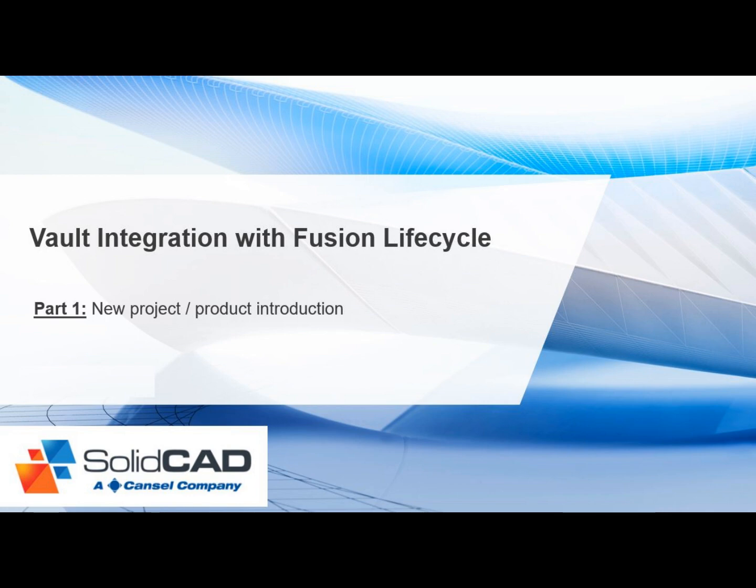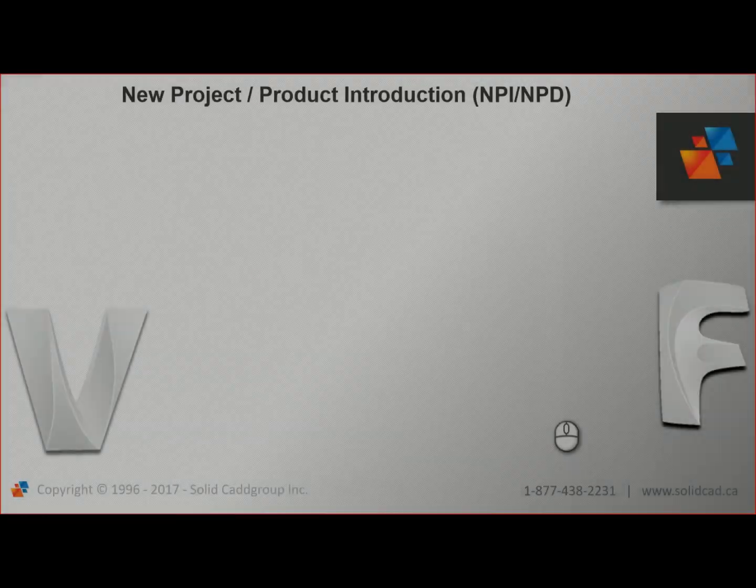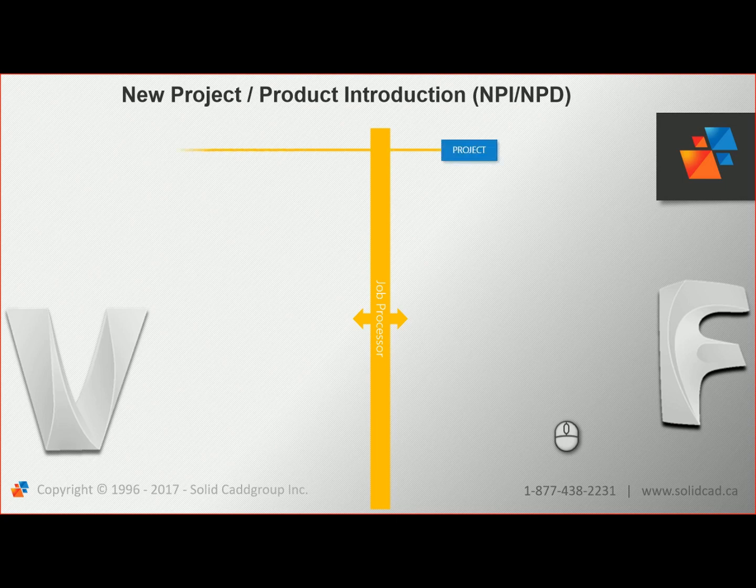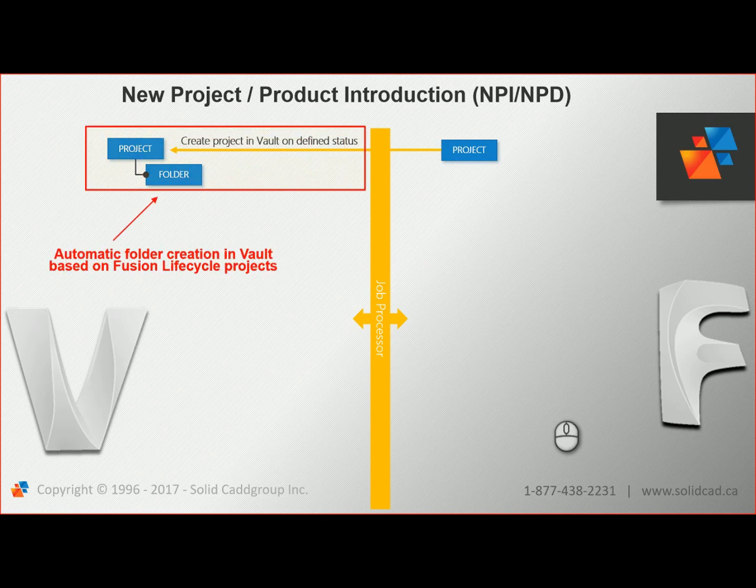In this demonstration, we will review the new product or new project introduction process in Fusion Lifecycle. Fusion Lifecycle and Autodesk Vault Professional can be integrated to streamline the project creation process. In our example, we will begin by creating a project in Fusion Lifecycle. Upon approval, Fusion Lifecycle will then automatically create the project in Vault, complete with our defined folder structure.